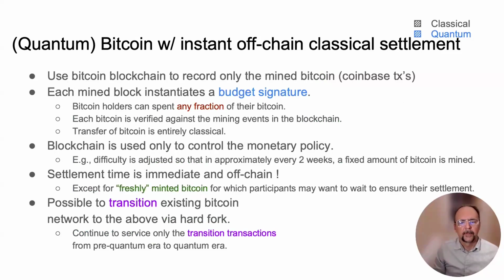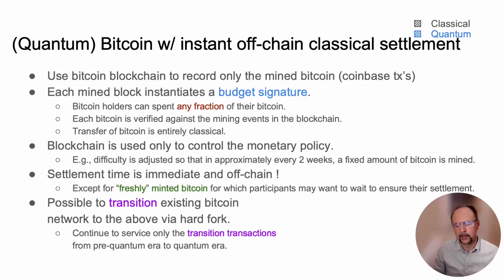So the first application is what I call quantum Bitcoin with instant off-chain classical settlement. This is essentially a combination of the one-shot signature idea with the Bitcoin blockchain. The Bitcoin blockchain is being used only to record the mined Bitcoin, no transactions basically, or we only record the coinbase transactions. And every mined block basically instantiates a one-shot signature, the primitive that we just defined. So the Bitcoin holders, in this way, can spend any fraction of their Bitcoin and ultimately all Bitcoin is verified against these mining events in the common blockchain.